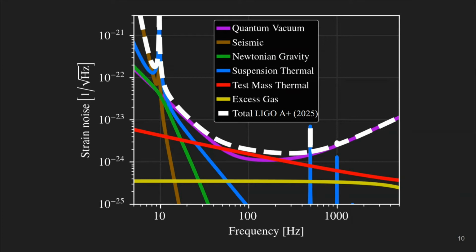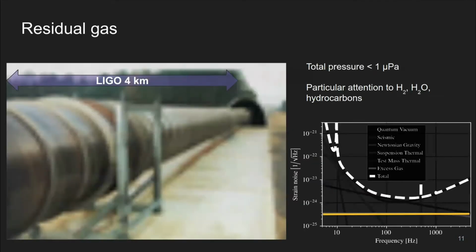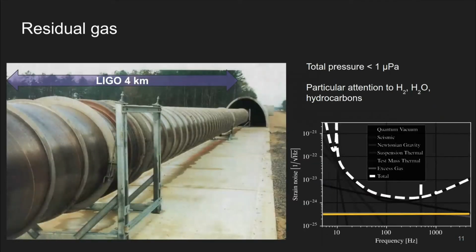This is specifically for LIGO, but if you look at the noise budgets for Virgo or for KAGRA, some of the traces move around, but it's fundamentally the same set of things that people have to worry about, and they show up on the plot in more or less the same place. So I just wanted to go through a little bit of how these noises arise and what we do about them.